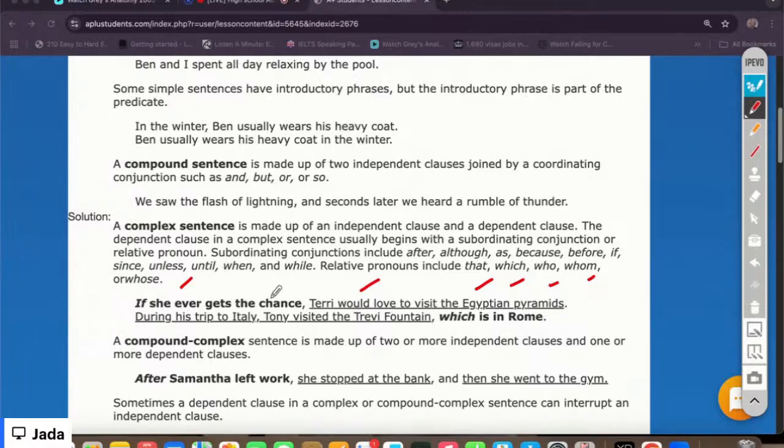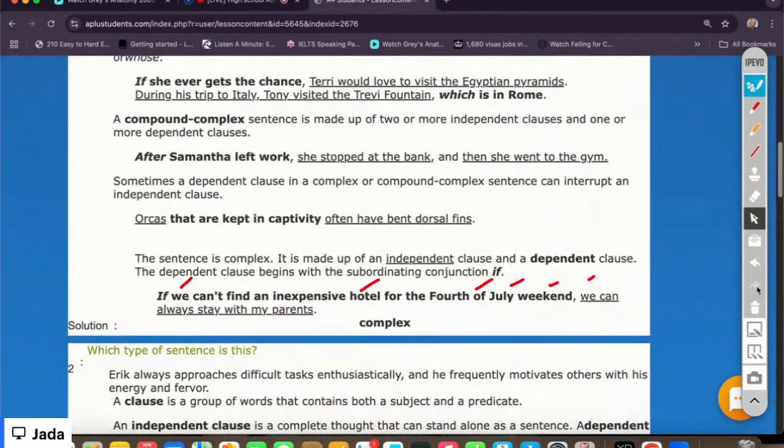All right. If she ever gets the chance, Terry would love to visit the Egyptian pyramids. During his trip to Italy, Tony visited the Trevi Fountain, which is in Rome. Okay. So you can see that we have simple sentences, compound, and complex. They all have different ways that they operate.